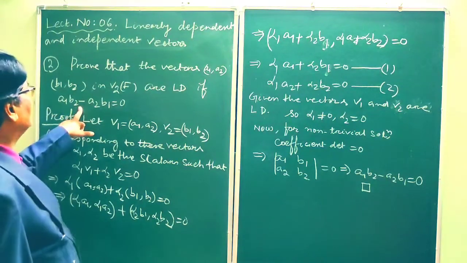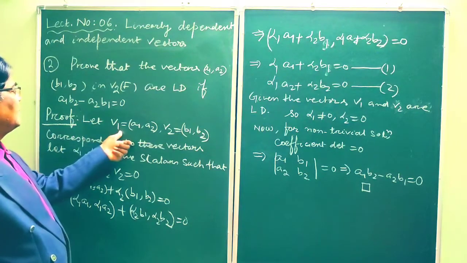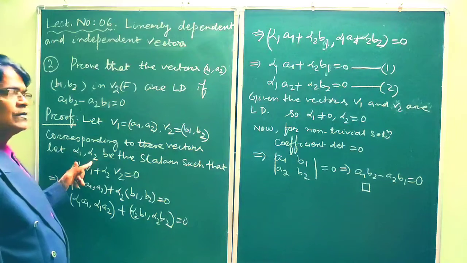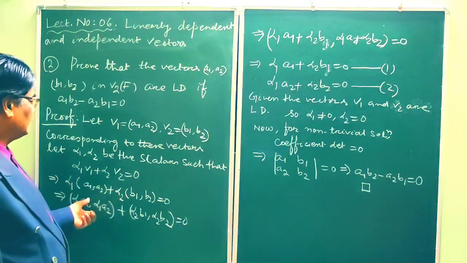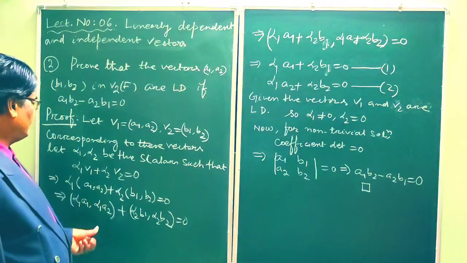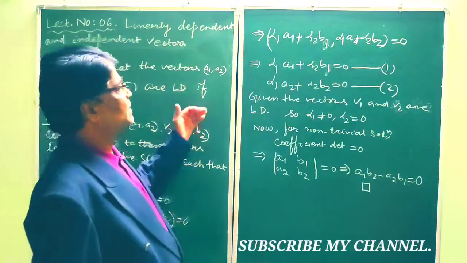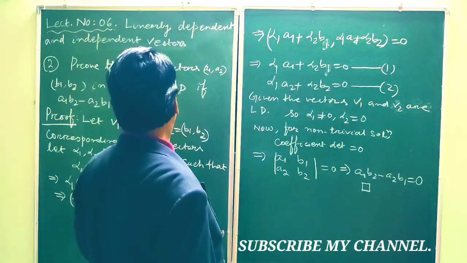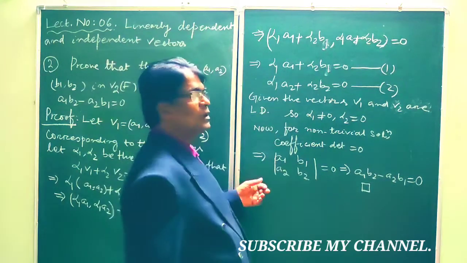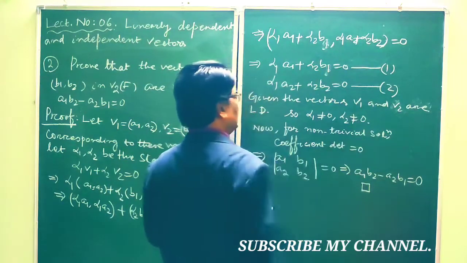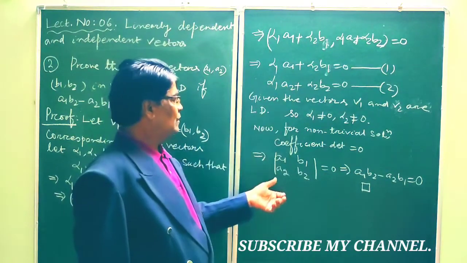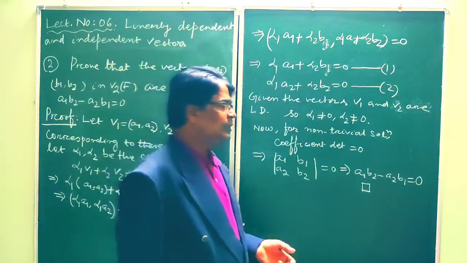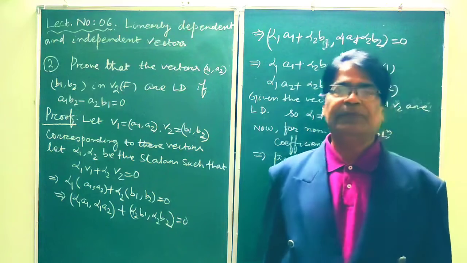So here the question is prove that the vectors (a1, a2), (b1, b2) are linearly dependent if and only if a1 b2 minus a2 b1 is equal to 0. So we have taken v1 as the first vector, v2 as the second vector. Corresponding to these vectors, we have taken alpha 1, alpha 2 as scalars, such that alpha 1 v1 plus alpha 2 v2 is equal to 0. Now putting the values of v1 and v2, after simplification we get equations 1 and 2. Here it is given that v1, v2 are linearly dependent, so alpha 1 is not equal to 0, alpha 2 is not equal to 0. Now for a non-trivial solution, the coefficient determinant must be 0. That means the determinant of a1 b1, a2 b2 is equal to 0, from which we get a1 b2 minus a2 b1 is equal to 0. With this, our second problem is proved.